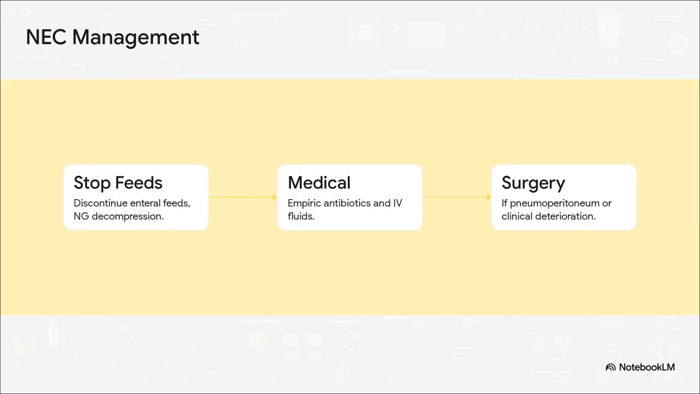Management must be incredibly swift. Instantly discontinue all enteral feeds, decompress the bowel with a nasogastric tube, and start aggressive IV fluid repletion. You only advance to surgical intervention if imaging reveals pneumoperitoneum, indicating free air under the diaphragm from a perforation, or if the infant clinically deteriorates despite your maximum medical management.